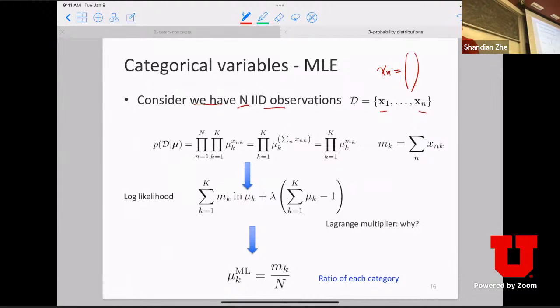So let us do this step by step. Let us consider that we have n IID observations for these categorical variables. I just want to emphasize that each observation is a one-hot encoding. You can only have one non-zero entry, so each vector will have the form of a one-hot encoding. If you want to estimate your parameter mu, remember this is a probability vector, and each element determines how likely you take the corresponding category.